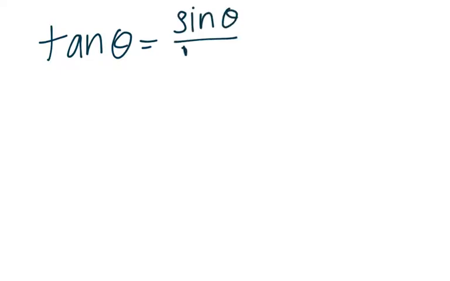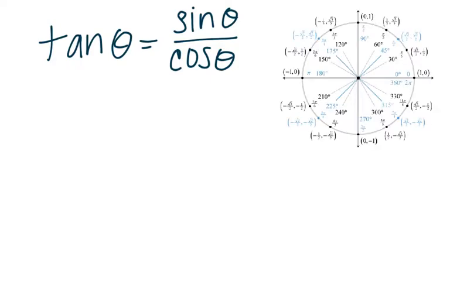These two facts are going to be really helpful when we construct the graphs of our other trig functions. The first new trig function that I want to talk about is the tangent function, tangent of theta, and that is defined to be sine of theta over cosine of theta. So this means that the tangent of our function depends on what's going on with our sine and our cosine.